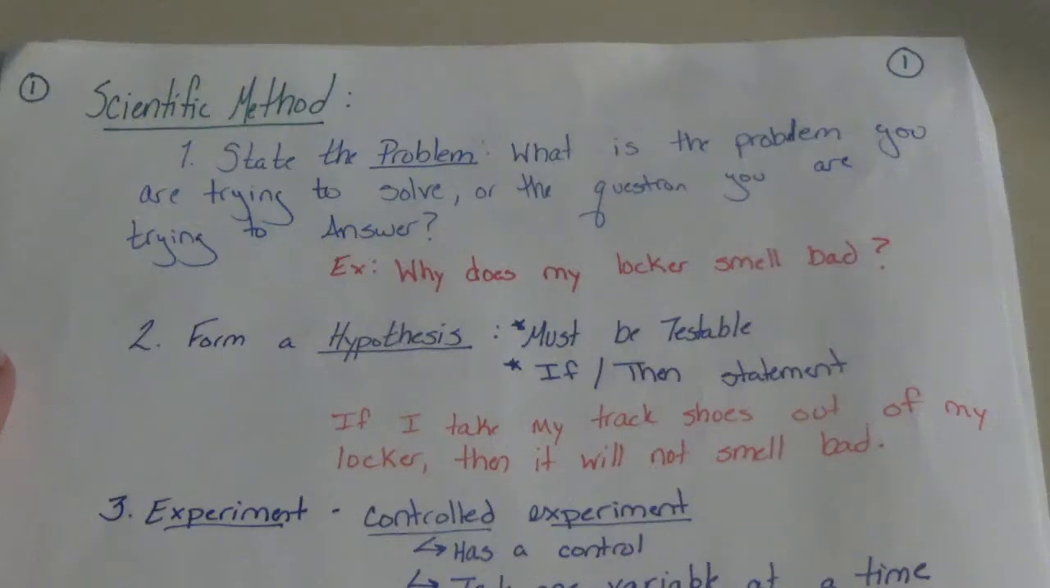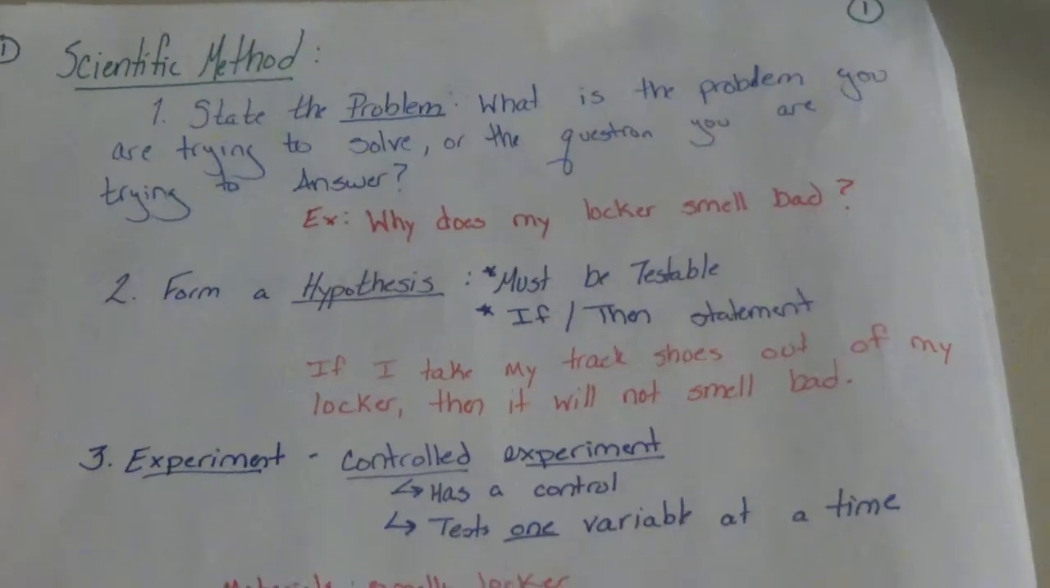The second step of the scientific method is to do some preliminary research that will help you form a testable hypothesis. Your hypothesis has to be testable, okay? And it also needs to be written in an if-then statement. So for my example, I could say, if I take my track shoes out of my locker, then it will not smell bad. I can test that.